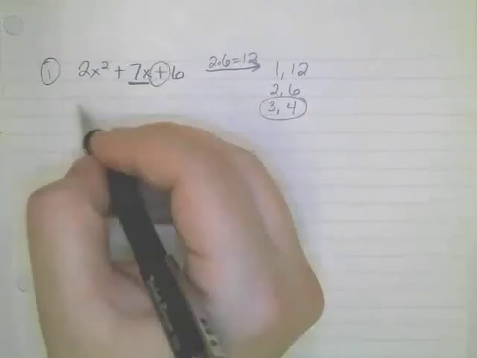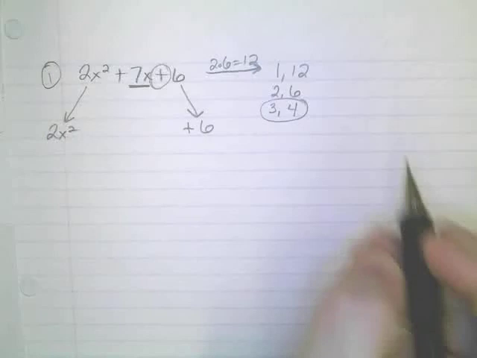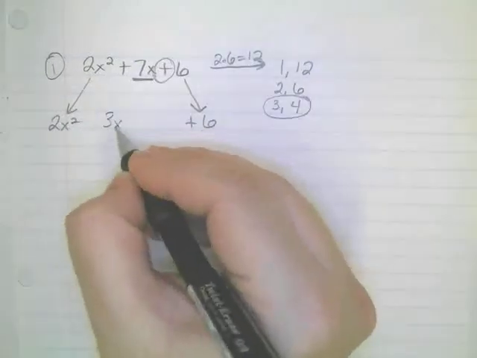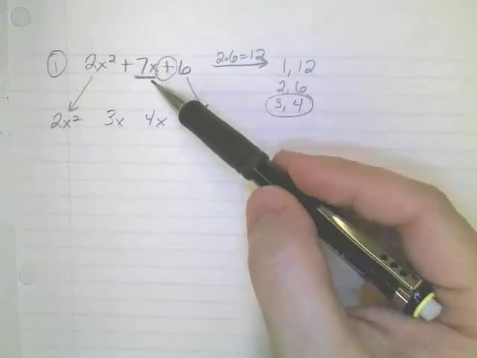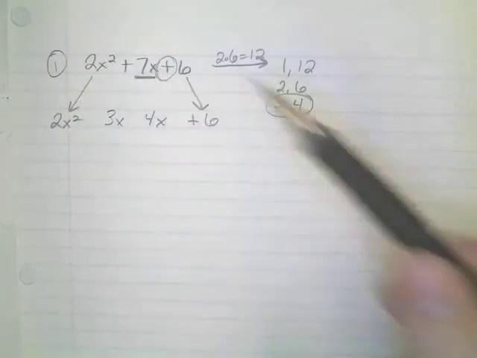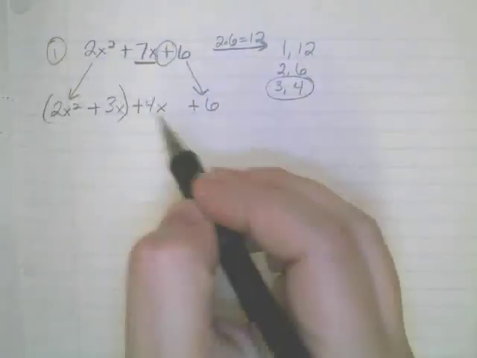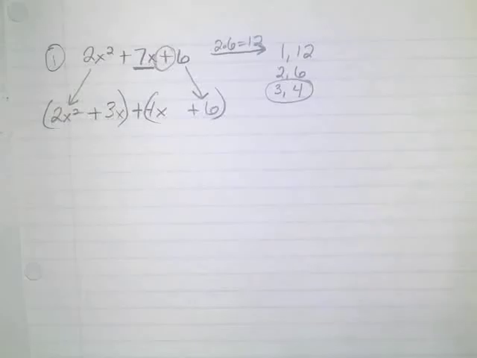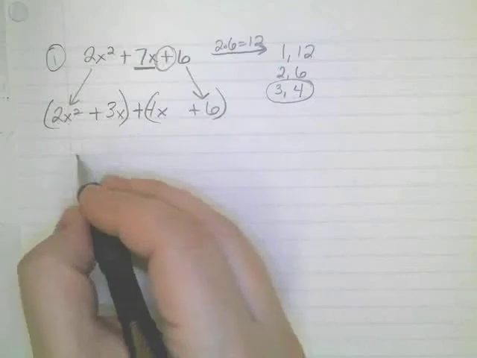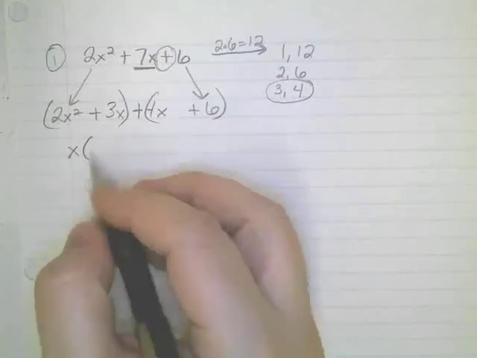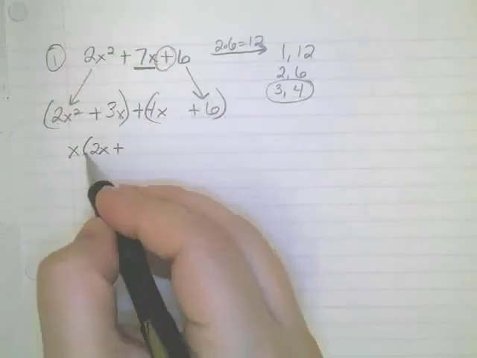So the first number comes down, the last number comes down, and then I need to put in a 3x and a 4x. Now what you have to do is look back at this middle term and figure out what your sign's going to be. Since I have a positive 7, these should both be positive. I'm going to put parentheses around the first two, parentheses around the last two, and now I'm going to factor it out. The term that goes into 2x squared and 3x is just 1x, so I'm going to take out an x. If I had 2x's and I took one out, I'm left with 1. If I had 1x and I took it out, I'm just left with the 3.